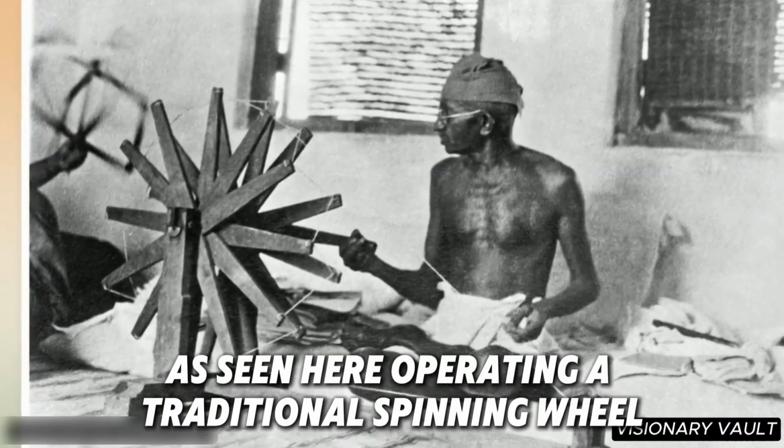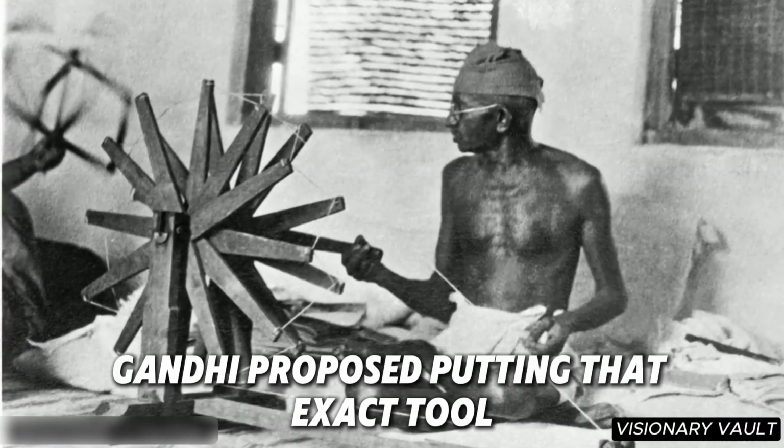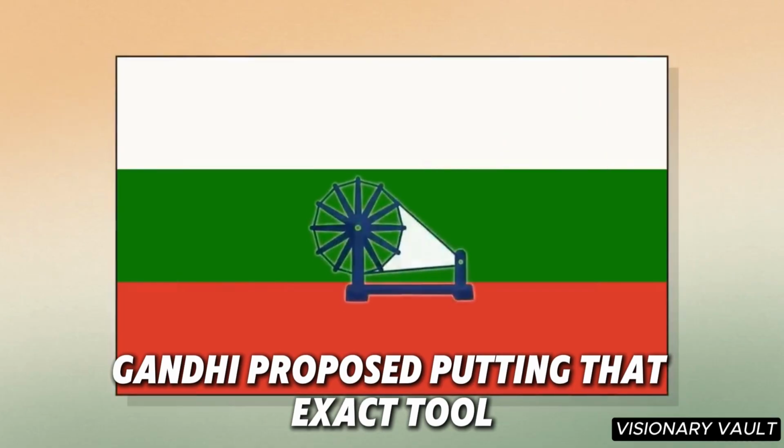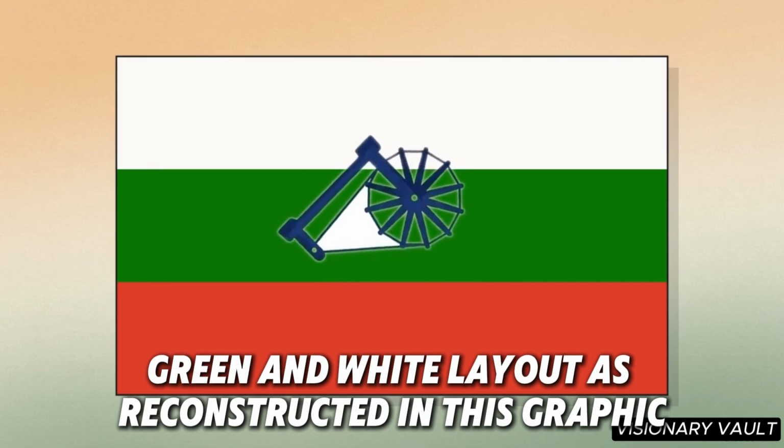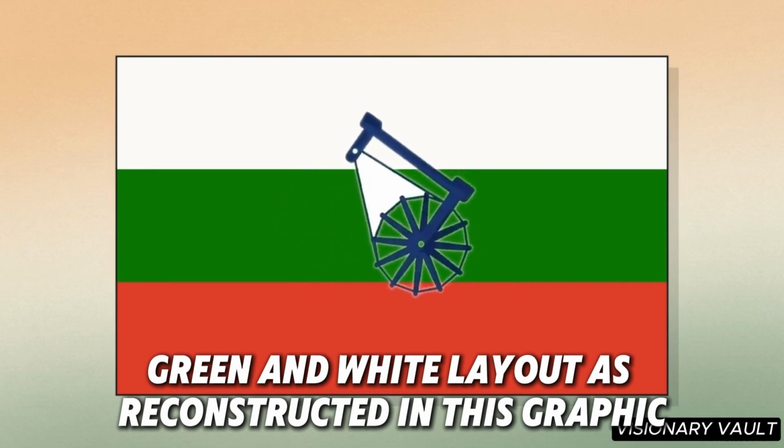The strategy shifted aggressively in 1921, when Mahatma Gandhi took a central role in the movement, as seen here operating a traditional spinning wheel. Gandhi proposed putting that exact tool, the charkha, right in the middle of a new red, green, and white layout, as reconstructed in this graphic.